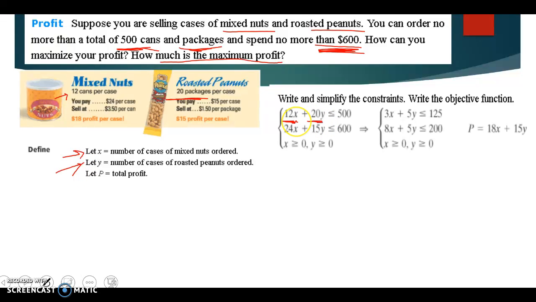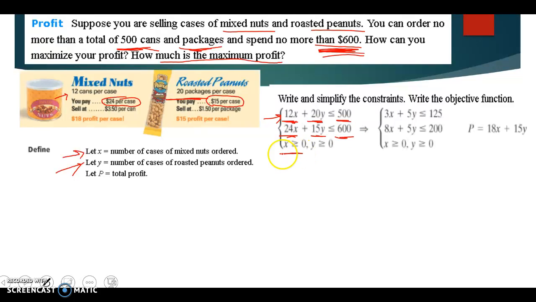12 cans for each X case, 20 cans for each Y case, but I can't get any more than 500. That's the most I can order. So there's one constraint. The other constraint is that I can only spend $600. Each case of mixed nuts that I buy costs me $24, and each case of the roasted peanuts that I buy is going to cost me $15. So it's $24 for each X case, $15 for each Y case, and I can only spend $600 at the most. So that has to be less than or equal to 600.